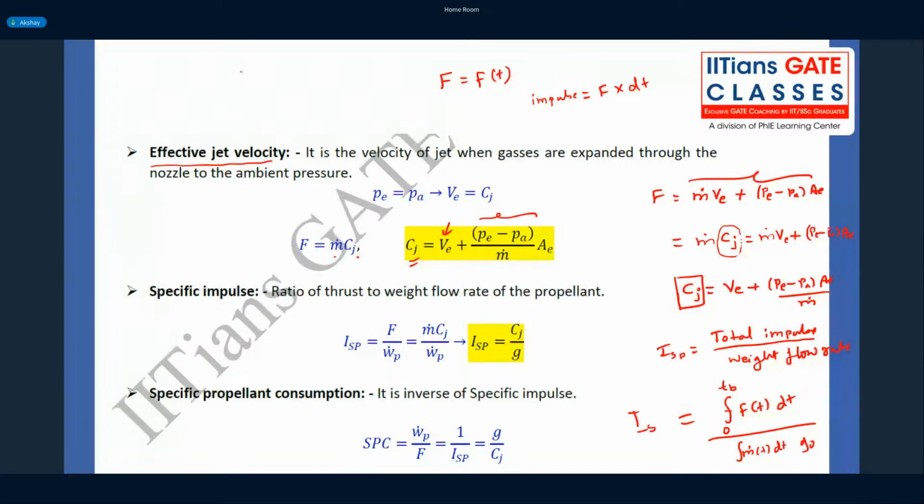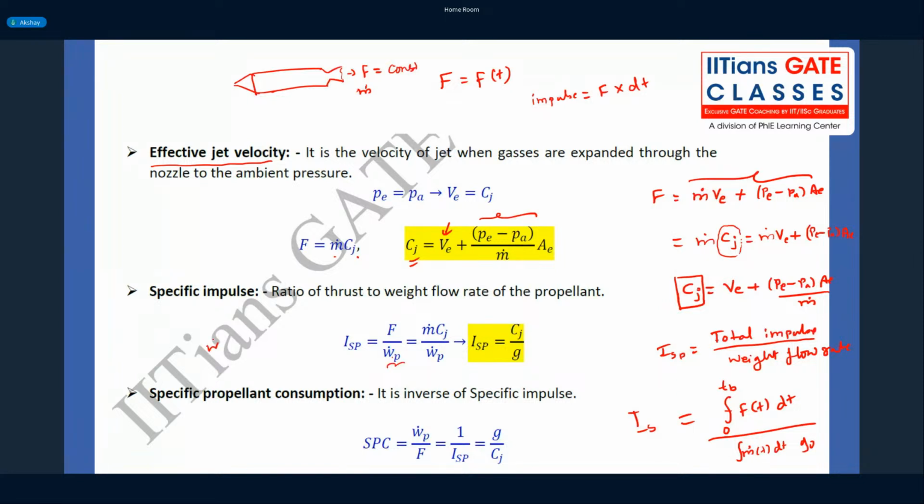Say if I assume I have a rocket system that is producing a constant thrust with a constant mass flow rate, then my specific impulse reduces, because it is a constant, right? If you integrate any constant, it will be just the constant outside times time. So that time part will vanish, and you only get F divided by mass flow rate times g naught, that is nothing but the weight flow rate.